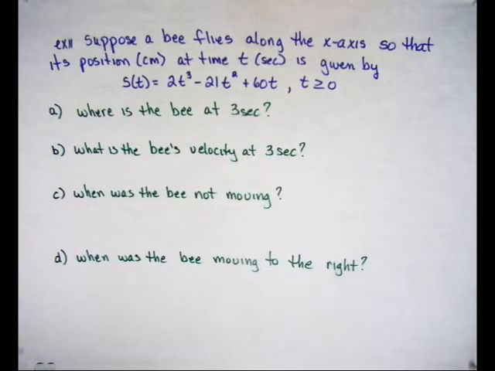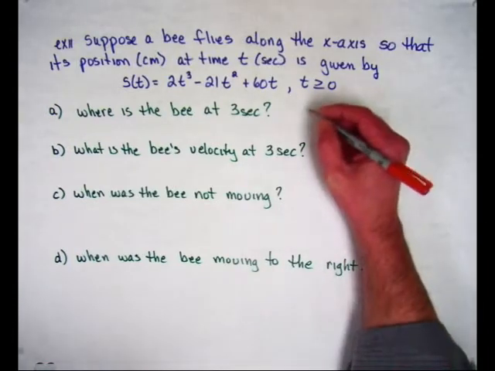So what we'll do here is go through a series of questions. The first one says, where is the bee located at 3 seconds? The purpose of the first question is just so I want you to get used to understanding what function you want to use. Where the bee is, is its position. So all this question is asking us to do is to find s at 3.